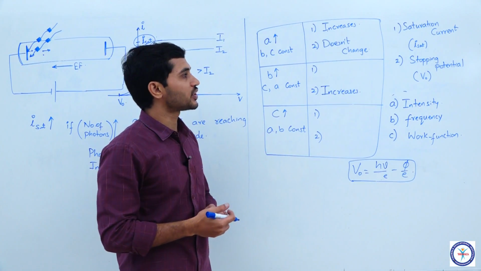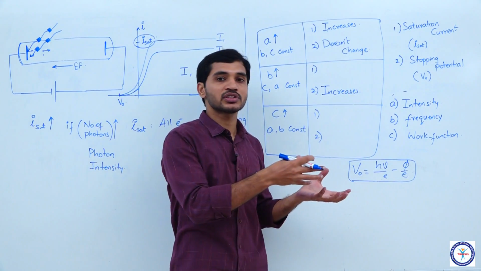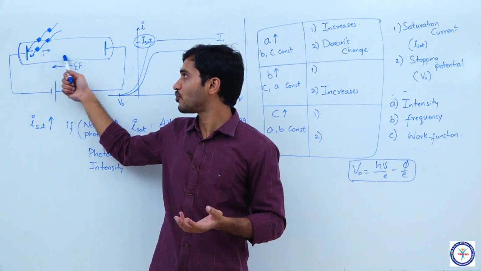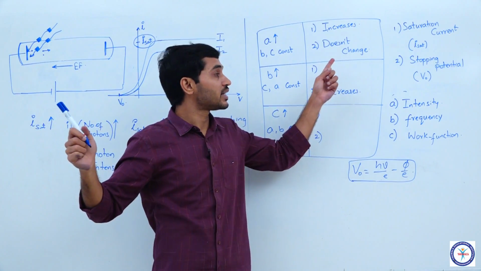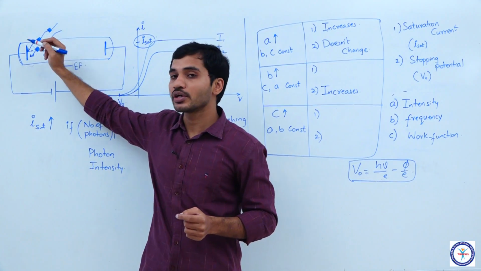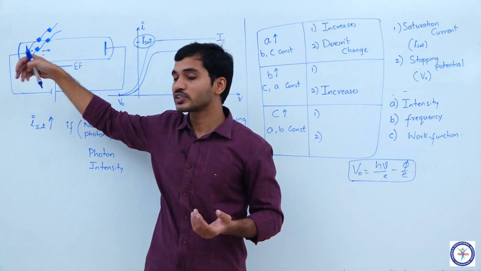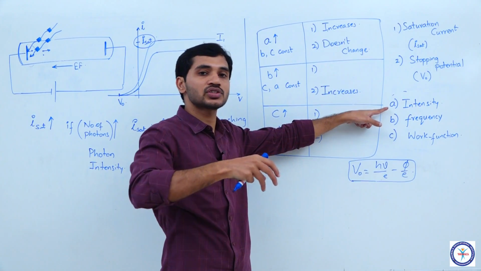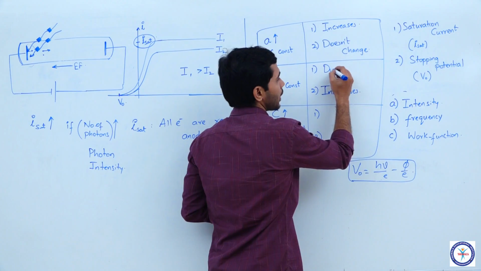Now, what happens to saturation current? I told you that saturation current depends on how many electrons are being ejected by the cathode. It does not have anything to do with how fast they are moving. Saturation current only depends on the source, how many are being emitted, which depends on how many photons are striking. So, in this particular case, because we are not changing the number of photons striking the metal surface, we can say that the saturation current does not change.